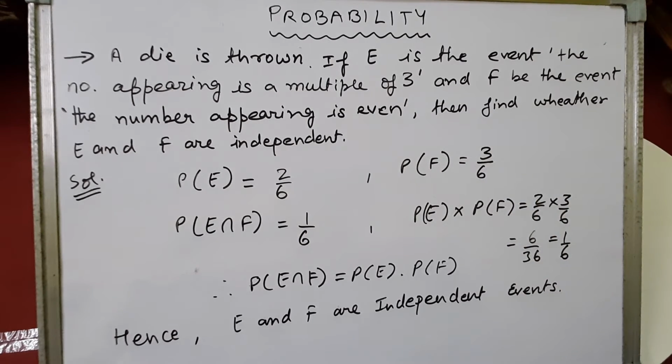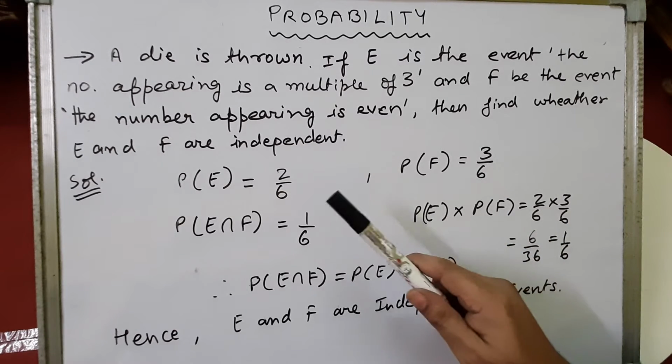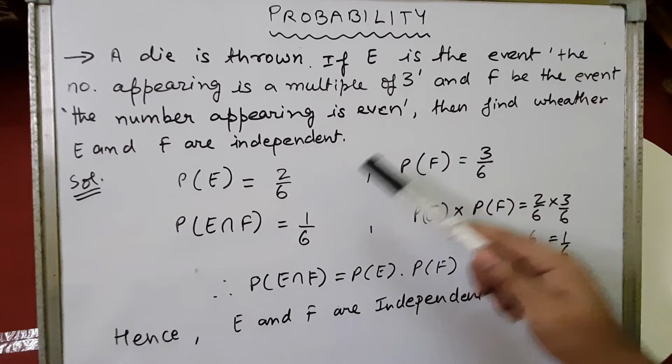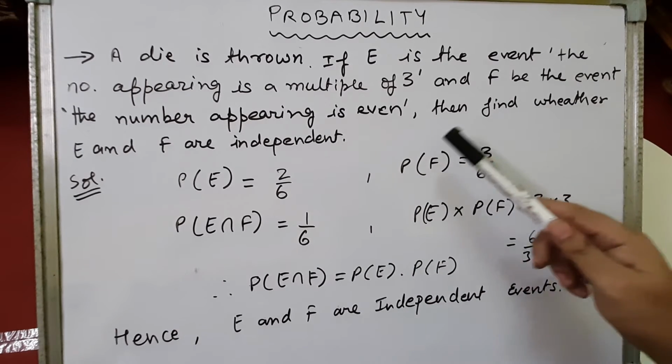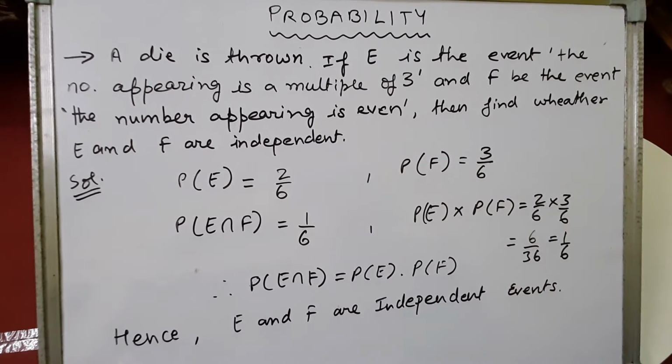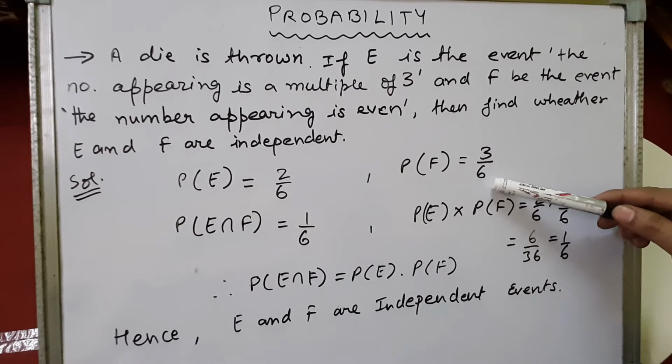Now how many numbers which are multiples of 3 can appear when we throw a dice? There are only two numbers, either 3 or 6. So the number of favorable outcomes is 2 and the total number of outcomes is 6. So the probability of event E is 2 by 6. Next, event F is that the number appearing is an even number. Now if we throw a dice, how many even numbers can come? 2, 4 or 6 can come. So the number of favorable outcomes is 3, total number of outcomes 6.